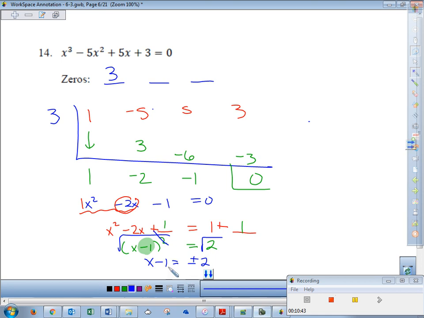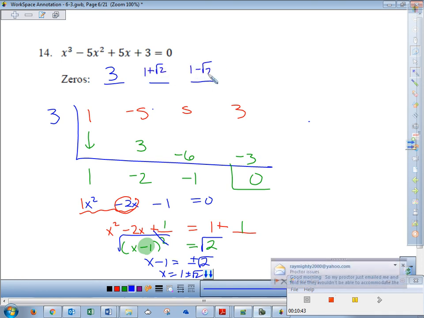Then if you solve for x, you would add 1 to both sides. X equals 1 plus or minus the square root of 2. Sorry, I didn't put the square root symbol around that. 1 plus or minus the square root of 2. Here's your two roots, 1 plus the square root of 2, 1 minus the square root of 2.